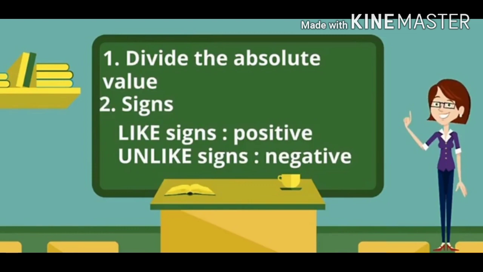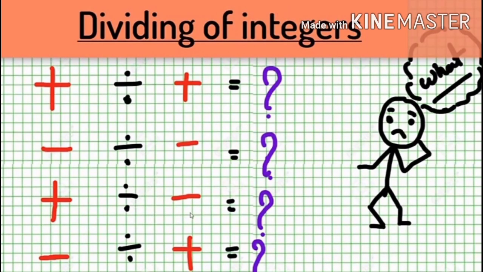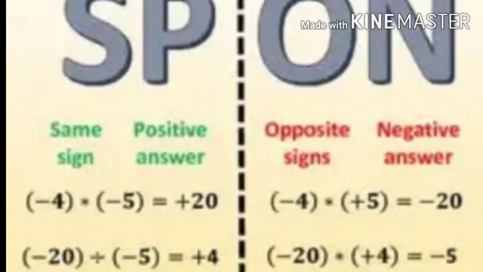First we will divide the absolute values and then we will give the sign to the quotient. But what should be the sign? The sign will depend on whether the dividend and the divisor have the same sign, then the positive sign will be in the quotient, and if the dividend and divisor have opposite signs, then the negative sign will be in the quotient. It is given by SPON.